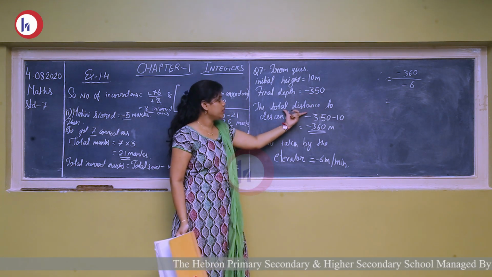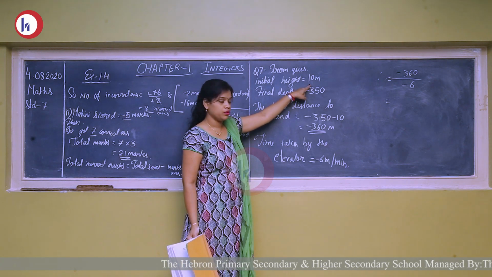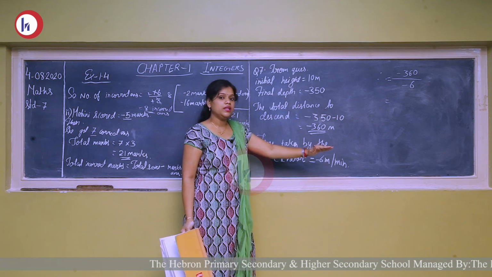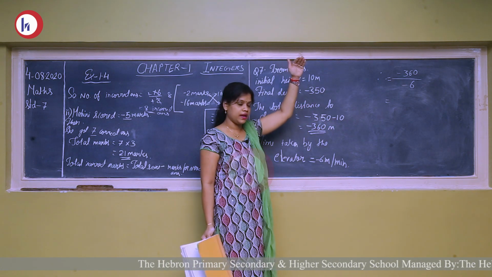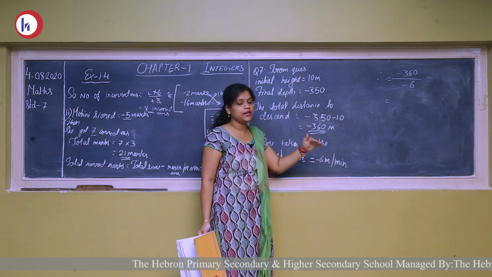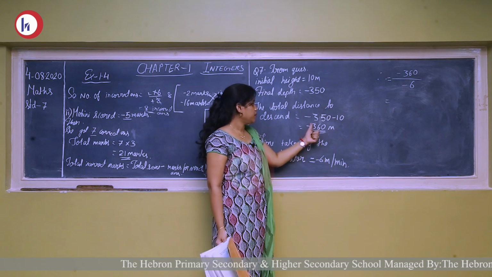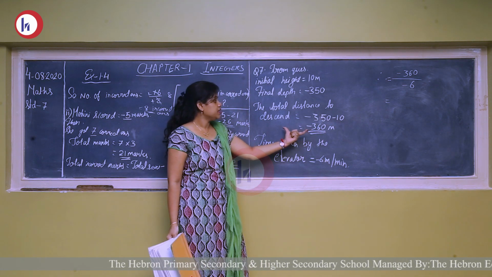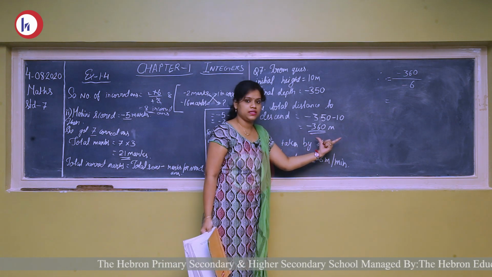Means how much total it descended? It started descending from 10 meters above the ground. So it is already 10 meters up from the ground. That means we have to take it as minus because it is descending from that height. So from that height it is descending up to the ground level and then depth is minus 350. So that will be minus 350 minus 10. So total distance that the elevator travelled was minus 360 meters.